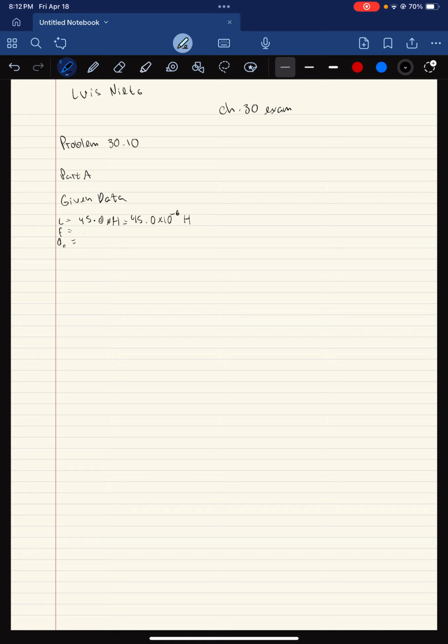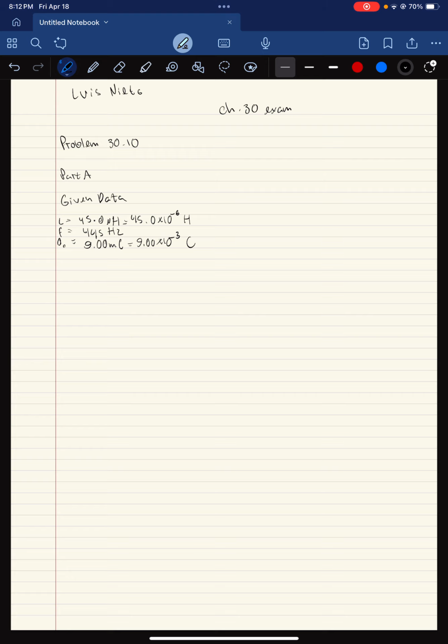All right. The frequency is 445 hertz, and this is going to be 9.00 millicoulombs, and we're going to change it to coulombs, so 9.00 times 10 to the -3 coulombs. Alright.